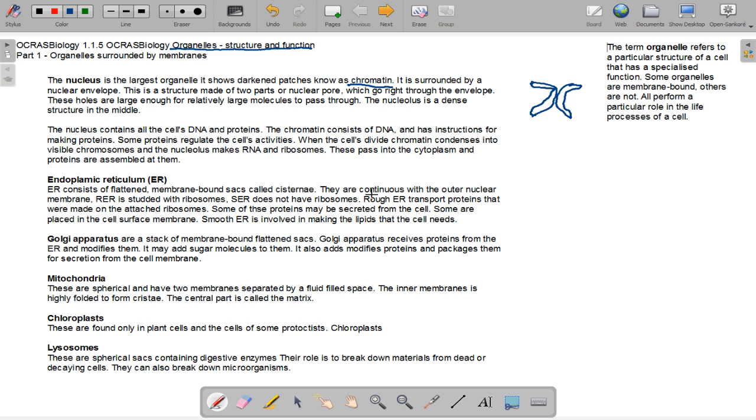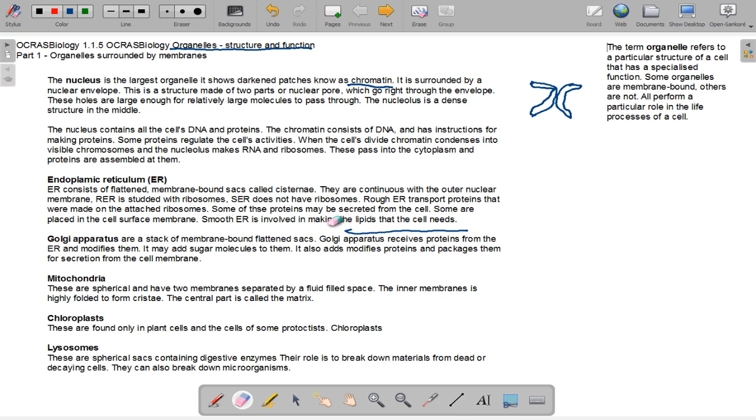The rough endoplasmic reticulum transports proteins that were made on the attached ribosomes. Some of the proteins may be secreted from the cell, some placed in the cell surface membrane, but smooth endoplasmic reticulum is involved in making the lipids that the cell needs, so I mentioned that earlier.